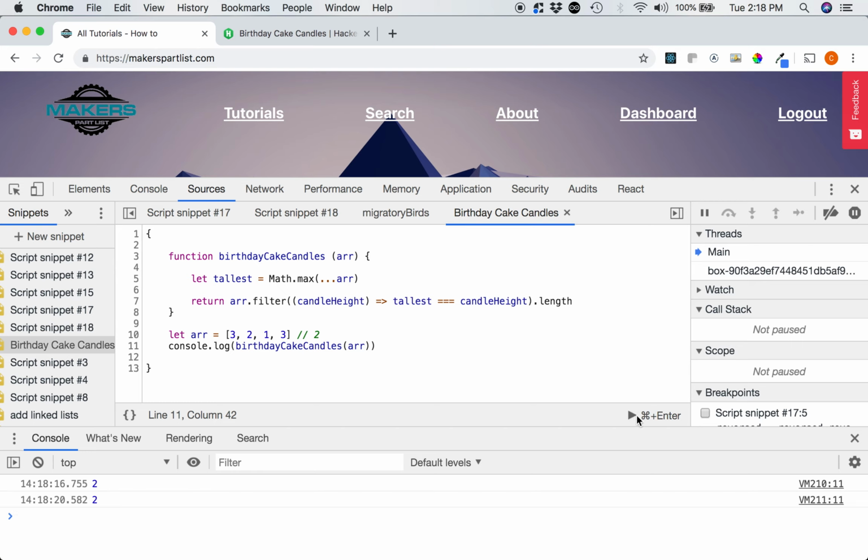And if we added an extra one, that would be 3. Okay, that's it.